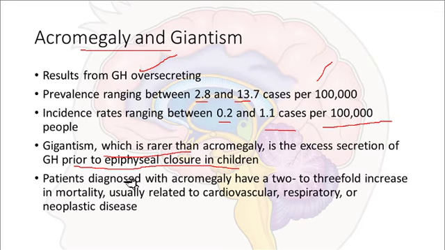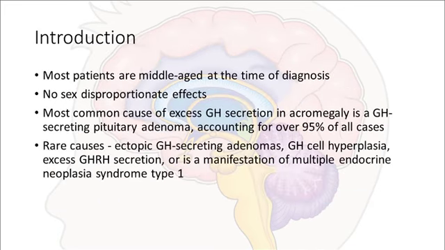Patients diagnosed with acromegaly have a 2 to 3-fold increase in mortality, usually related to cardiovascular, respiratory, or neoplastic disease. Most patients are middle-aged at the time of diagnosis, right? There are no sex disproportionate effects. In other words, it doesn't affect women more than men or men more than women. Most cases involve excessive growth hormone secretion in acromegaly.